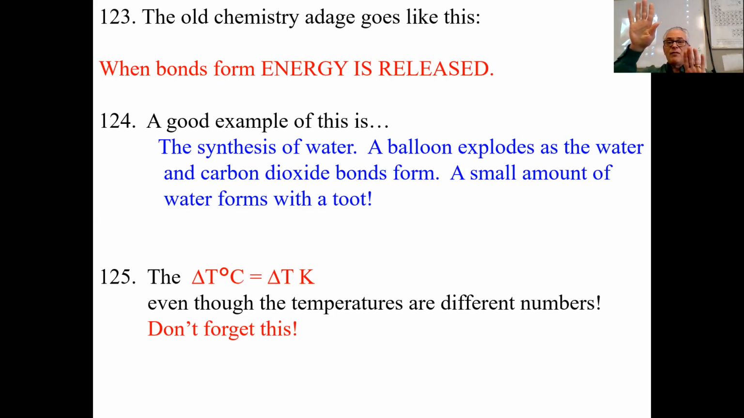Centigrade and Kelvin are 2 different scales. Centigrade's up here, Kelvin's at the bottom. They change together, but they're not the same temperature. The delta T's are the same, but the temperatures are different. And that, my friends, is the end of thermochemistry.